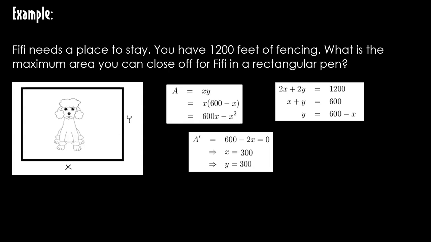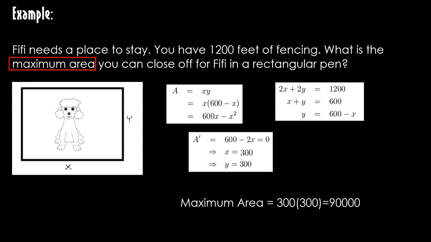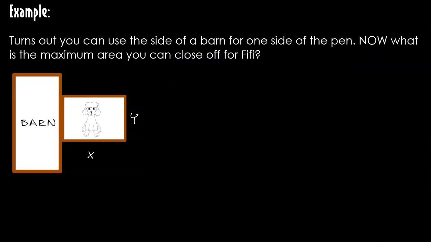Now, what do they ask me for again? They ask me for maximum area. So I need to figure out what the area is by plugging 300 and 300 into the area equation. So I get 90,000 square feet. Well, it turns out you can use the side of the barn for one side of the pen. Now, what is the maximum area you can close off for Fifi? Well, let's see. Area is still going to be x times y.